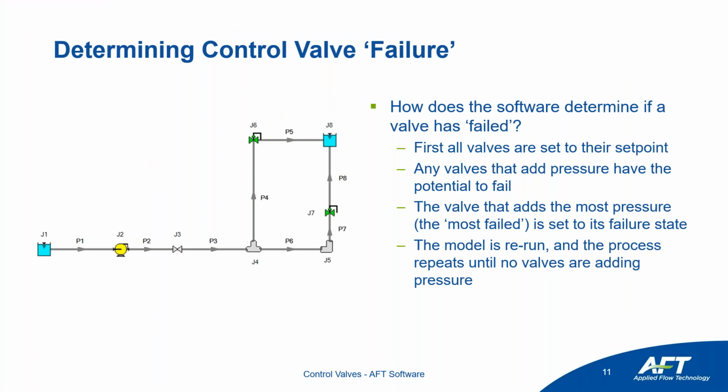The model is then rerun to see if any other valves are again adding pressure, and it repeats that process. Which valve is the most failed? Fail that valve, run it again. Which valve is most failed? Check it, run it again. So it repeats that process until no valves are adding pressure, at which point it's a realistic system, and then we can provide those results and indicate to you which of these control valves ran into those issues.